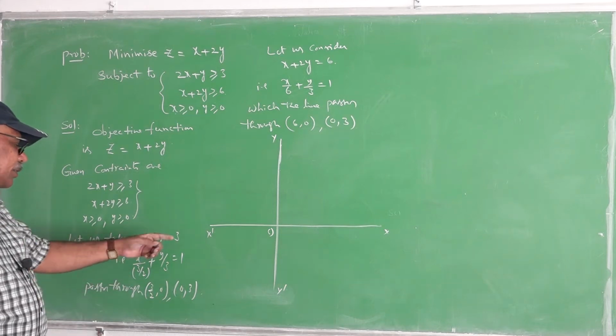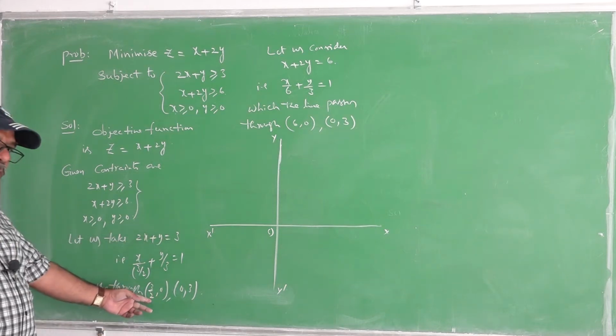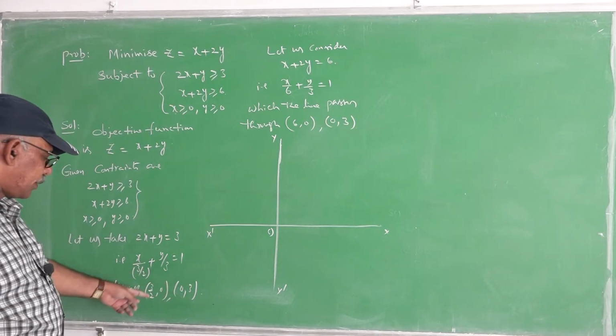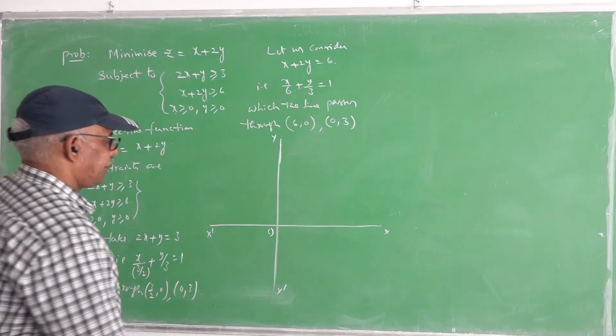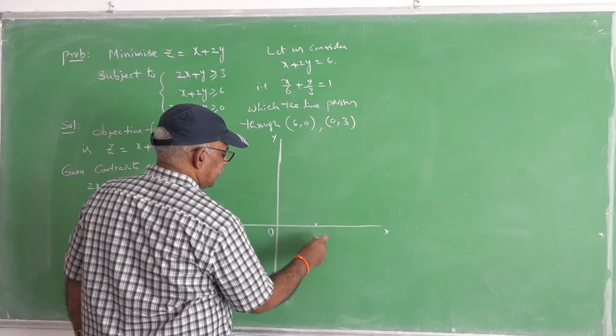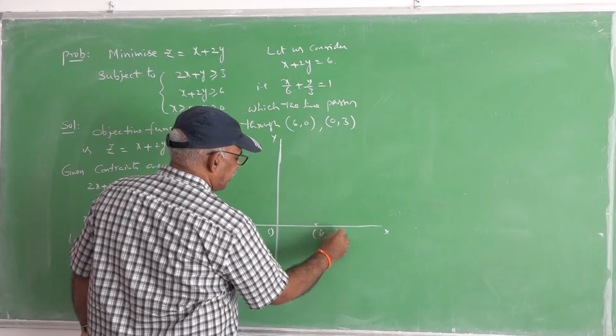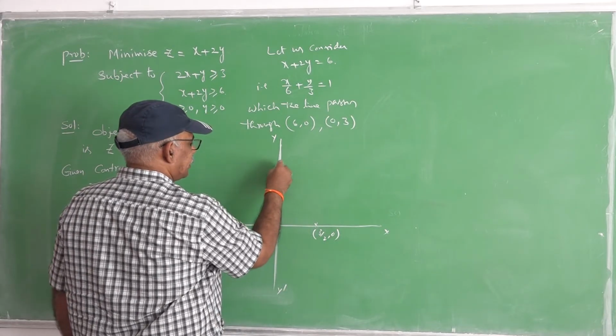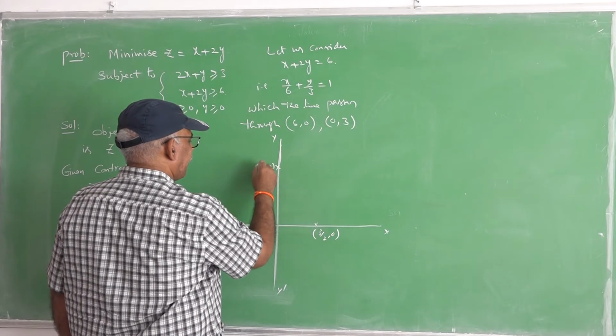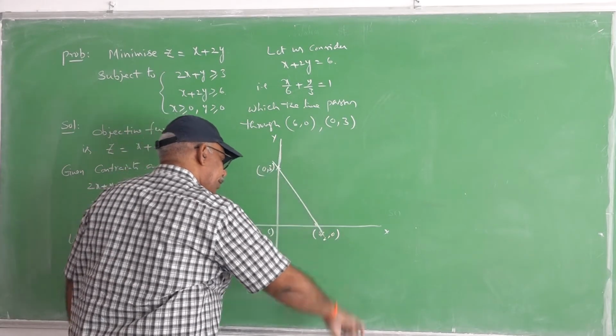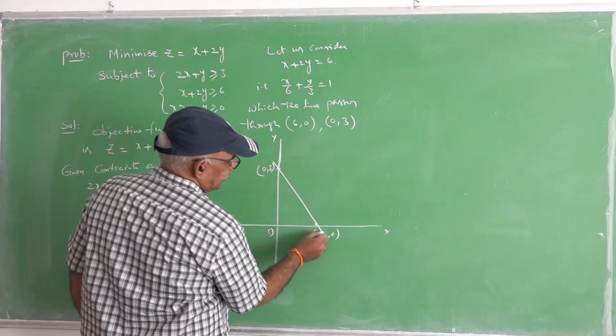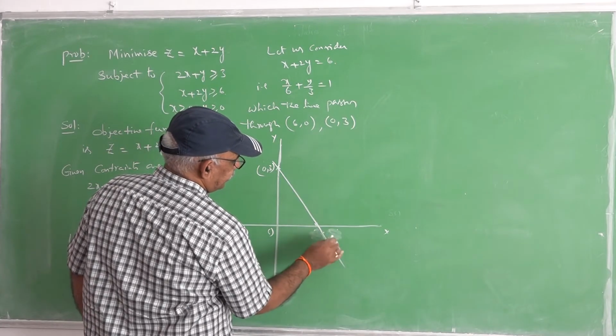So this is the line 2x plus y equal to 3. The line passes through 3 by 2 comma 0, that means 1.5 comma 0, and 0 comma 3. This is 3 by 2 comma 0 and 0 comma 3. That should be the line.